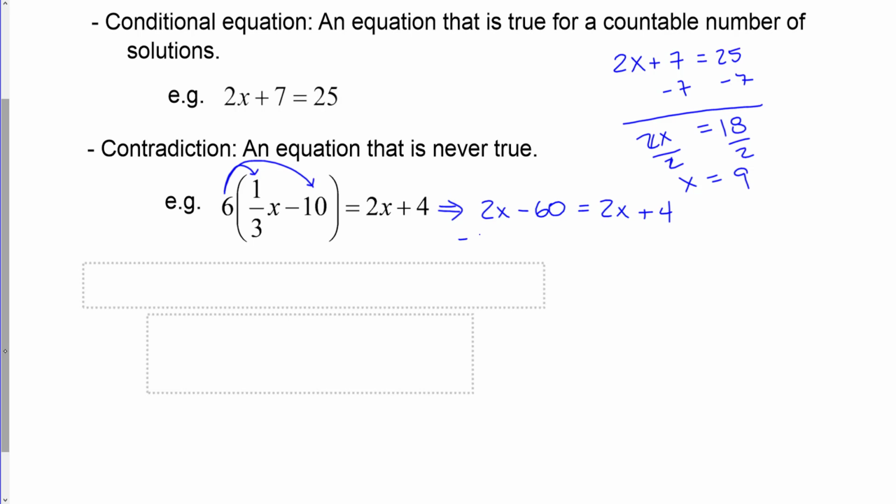Now if I subtract 2x from both sides, the 2x's cancel out on both sides, and I'm left with negative 60 equals 4. Which is not a true statement. It's never a true statement. So this is a contradiction. And what that means is that there's no solution to this equation. So a contradiction has no solution. It's never true.